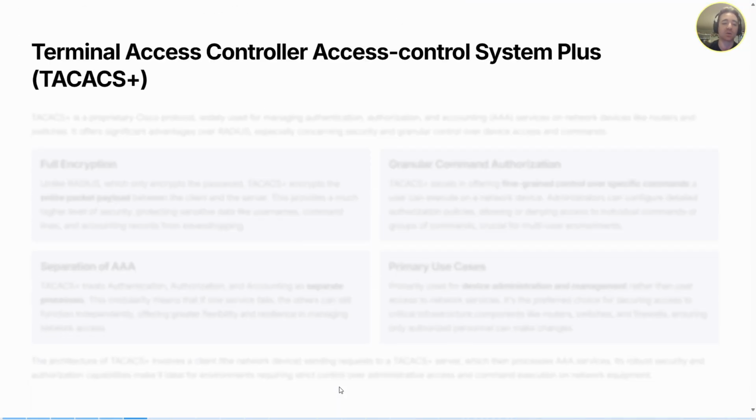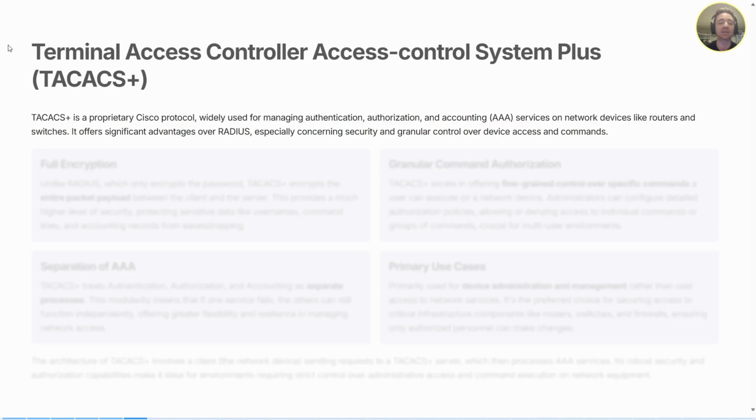Compare that to the next one, which is TACACS Plus, the full name being Terminal Access Controller Access Control System Plus. Just TACACS Plus is fine. So this is a proprietary Cisco protocol widely used for managing authentication, authorization, and accounting on network devices such as routers and switches. It does have some advantages over Radius, and we're going to get into those right now.